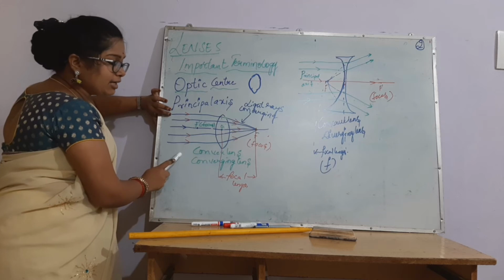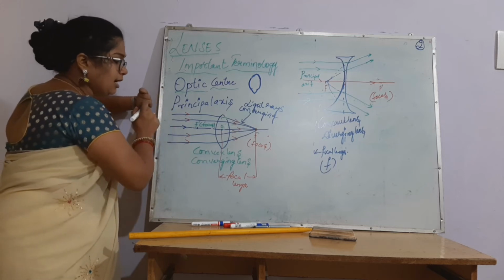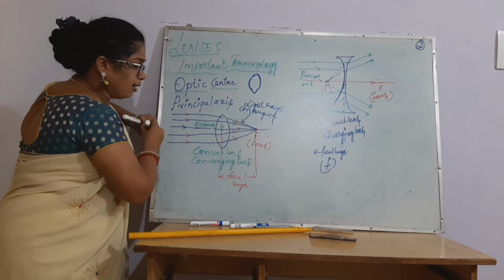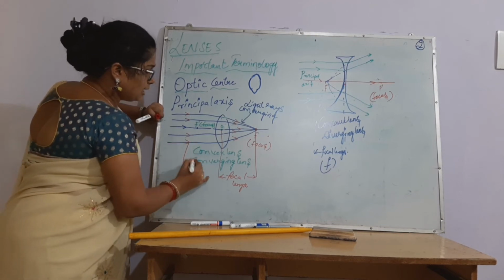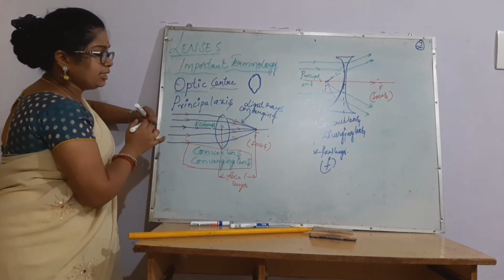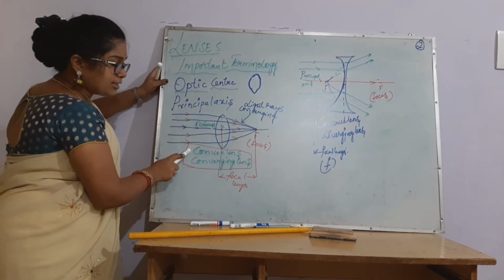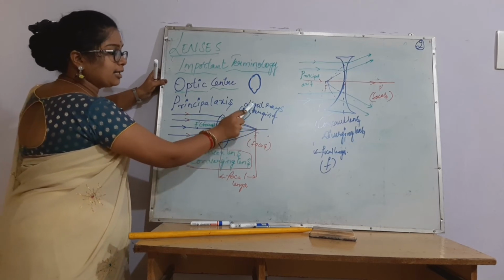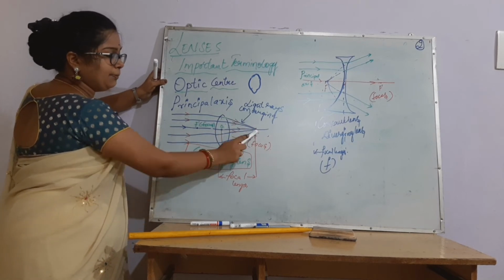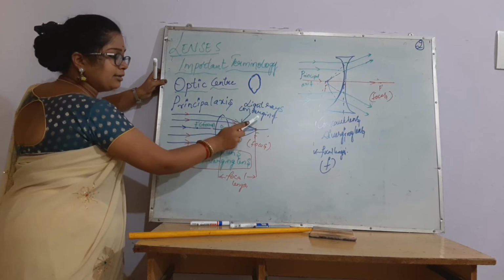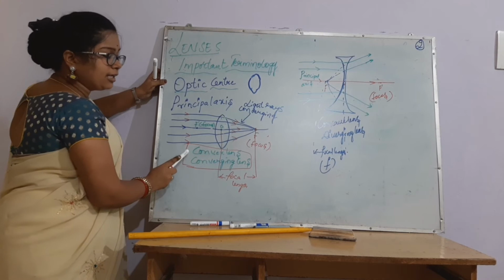The important point to be noted is that a convex lens is a converging lens. Don't forget, convex, converging, they really meet. The light rays converge here, they come and meet here. The light rays really meet here. The light rays converge in the case of a convex lens.